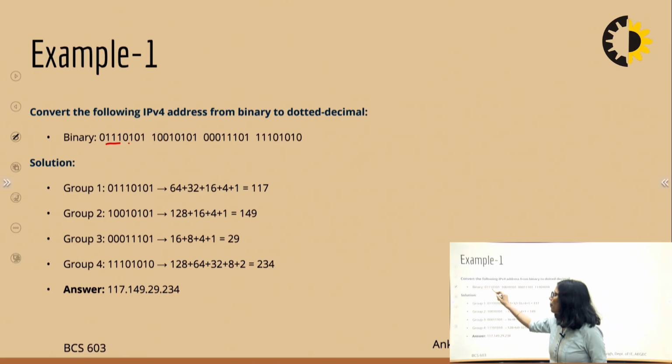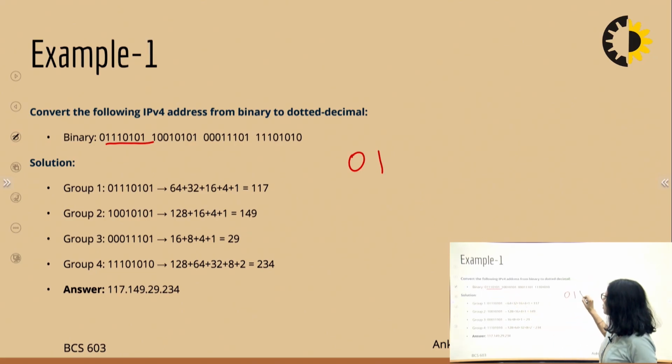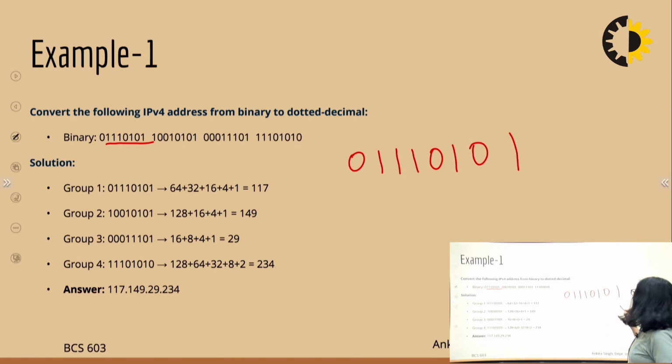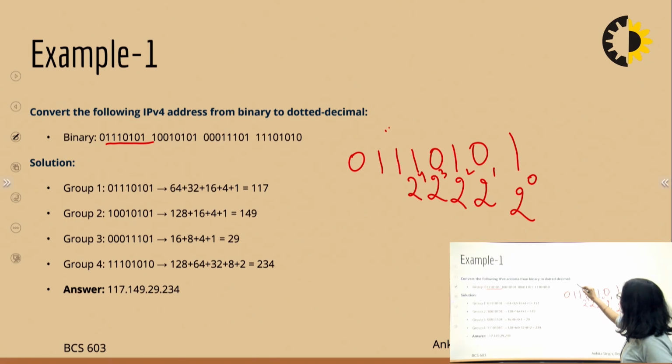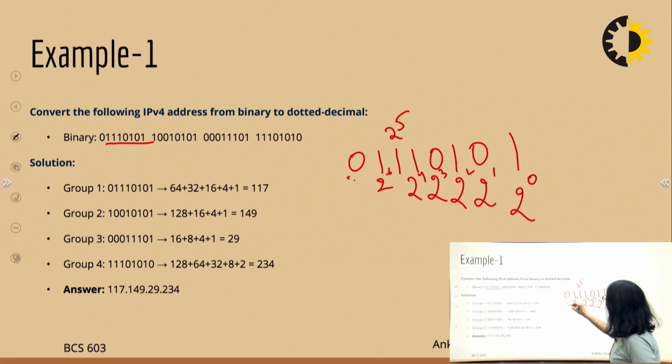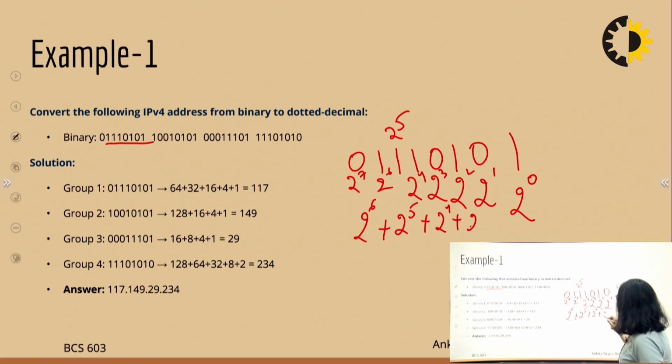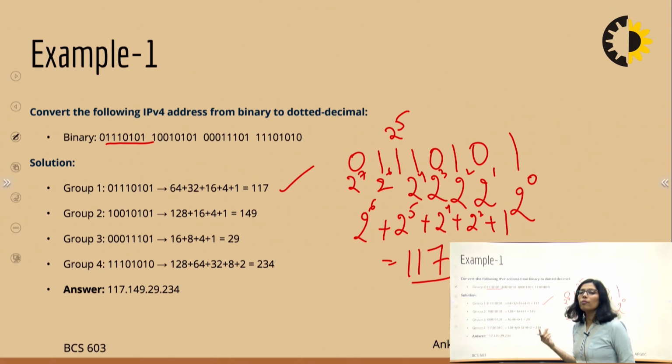Now you can see this is how I am converting binary into decimal. This is my binary notation. This is 2 raised to power 0, and so on. Then I will add them: 2 raised to power 6 plus 2 raised to power 5 plus 2 raised to power 4 plus 2 raised to power 2 plus 1. When I add, I get 170. So this is how I am getting this. For each of these octets, I will convert them into the decimal part.